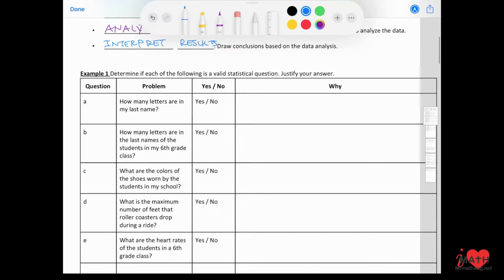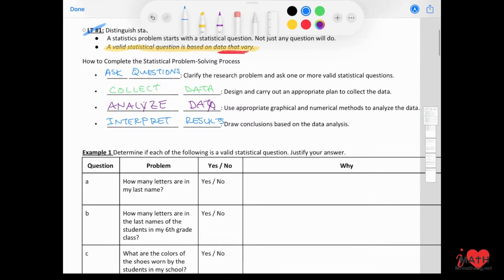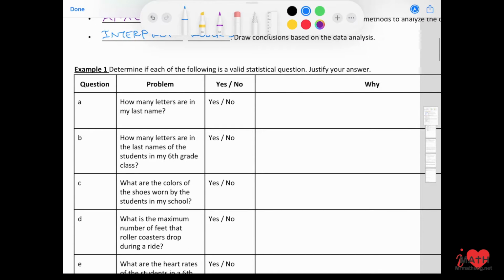All right, let's go through these examples. Example number 1, determine if each of the following is a valid statistical question and then justify your answer. Remember, it's a valid question if the data varies. I call these questions A through, I think, F or G. How many letters are in my last name? So this one is a no, and the reason why is this question is not answered by collecting data that varies.